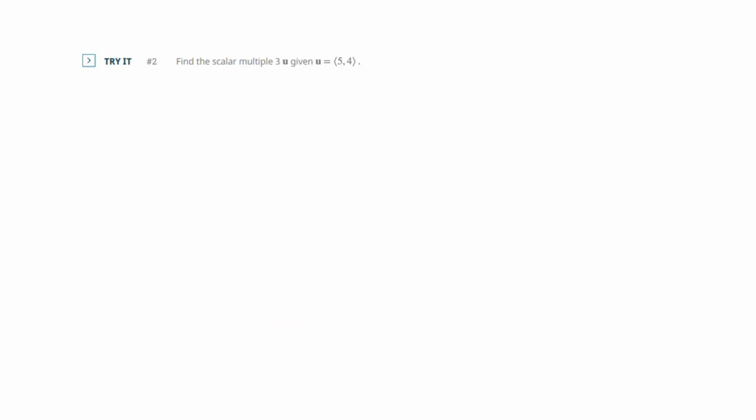Okay, pause this if you want to try, but it's pretty straightforward. We're just multiplying this vector by 3, so we're just going to do that to each of the individual components, and we'd get 15 and 12.